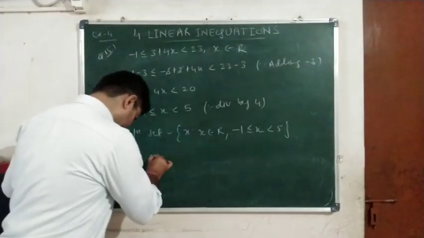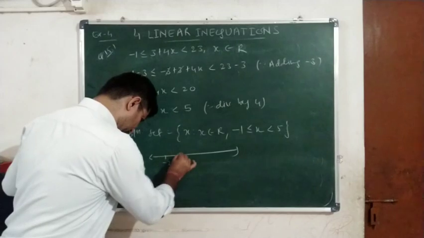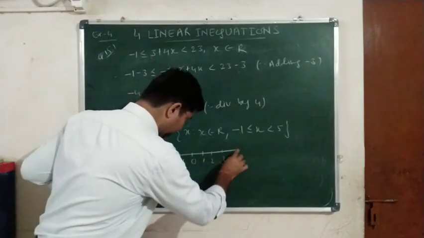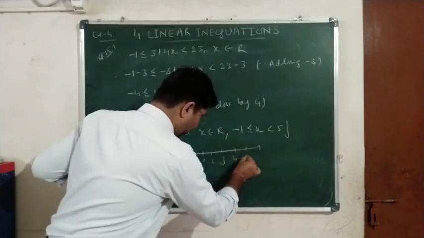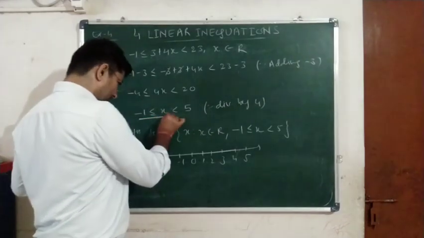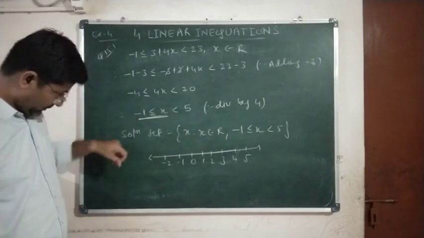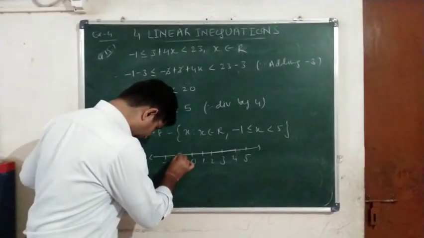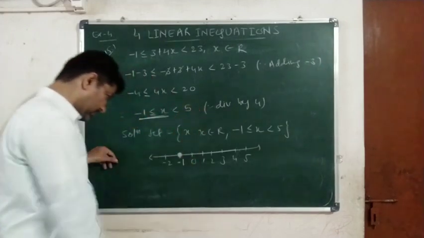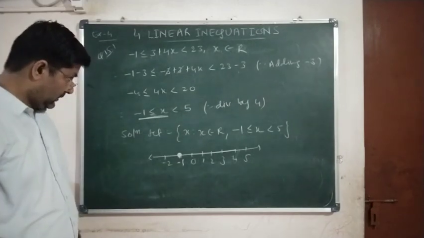Now let us represent this on the number line. Okay, so minus 2, minus 1, 0, 1, 2, 3, 4, 5. Okay, now look at this. Minus 1 is less than or equal to x. So x includes minus 1 because of less than or equal to. So at minus 1 we'll put a darkened circle, a dark circle, on the point representing minus 1.